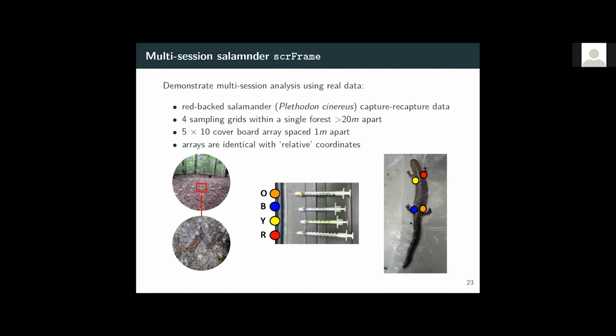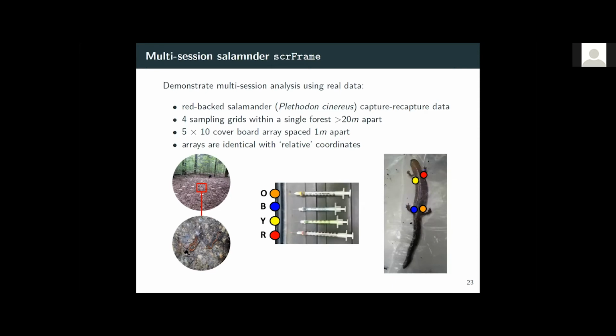The way the system was set up, in Ithaca I have these 4 trapping arrays. A trapping array was a 5 by 10 grid of little wooden boards, 10 centimeters by 10 centimeters. Each of those boards was a meter apart. You can see here the grid of my cover boards in a nice open space in a forest where these terrestrial salamanders live. There's my wife helping me out begrudgingly on a Saturday morning. And here's a picture of 2 of these little redback salamanders under one of these boards.